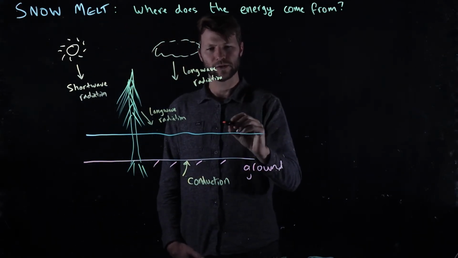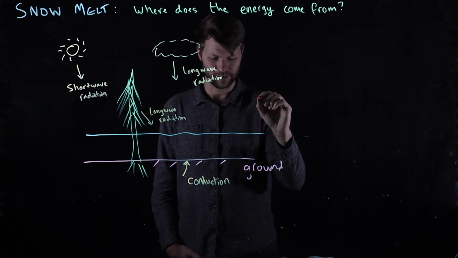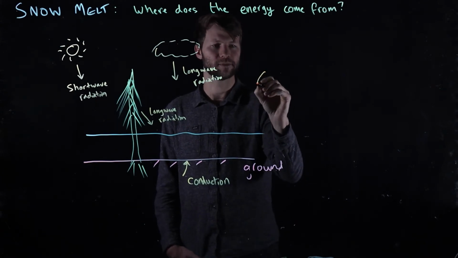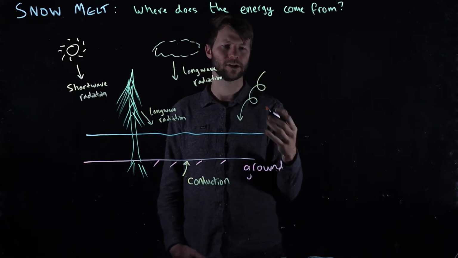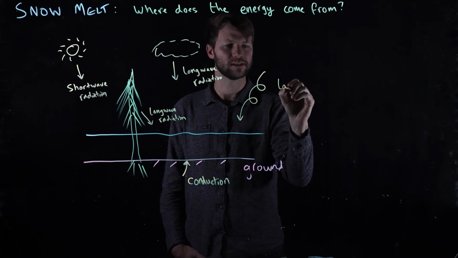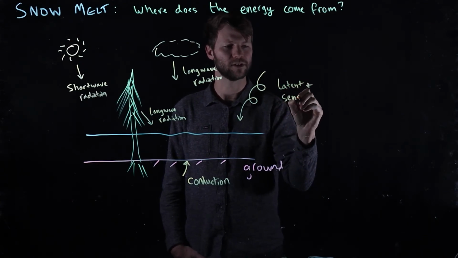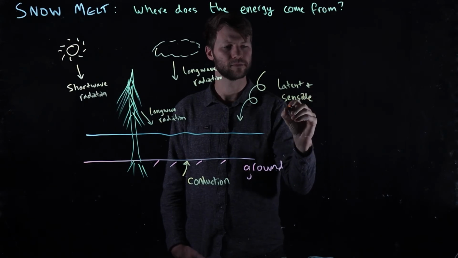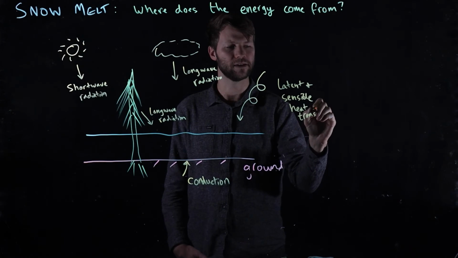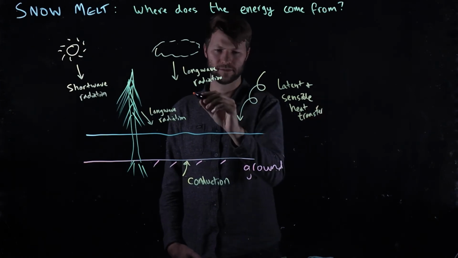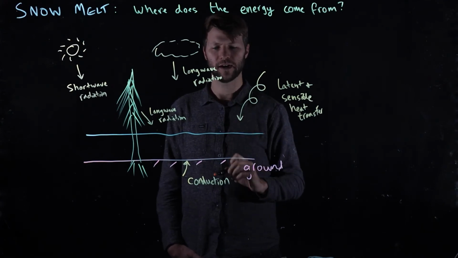Another key source of energy is the flux or the transfer of latent and sensible heat. And I'm going to depict this one kind of as a squiggly line because it's typically a turbulent transfer. So this is a latent and sensible heat transfer. And so you can think about maybe, for example, warm air blowing over the surface of the snow, causing it to warm up.